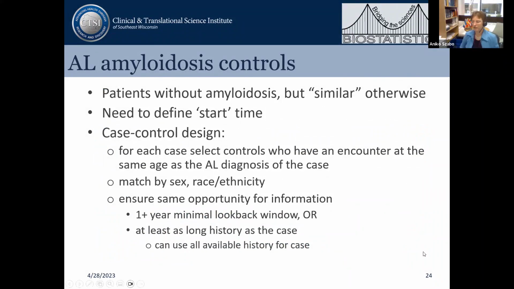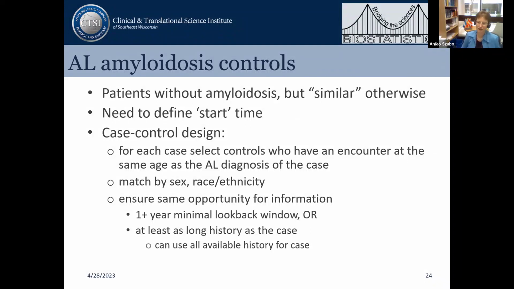So this can be, for example, done when thinking about how we would select controls for our AL amyloidosis patients. If we have a cohort and we just want to look within it, compare groups within it, then we do not have to think about controls. But very often our study will want to compare to another set of patients. So in this case, say patients without amyloidosis, which is pretty much everyone in the database. But they should be kind of similar otherwise.